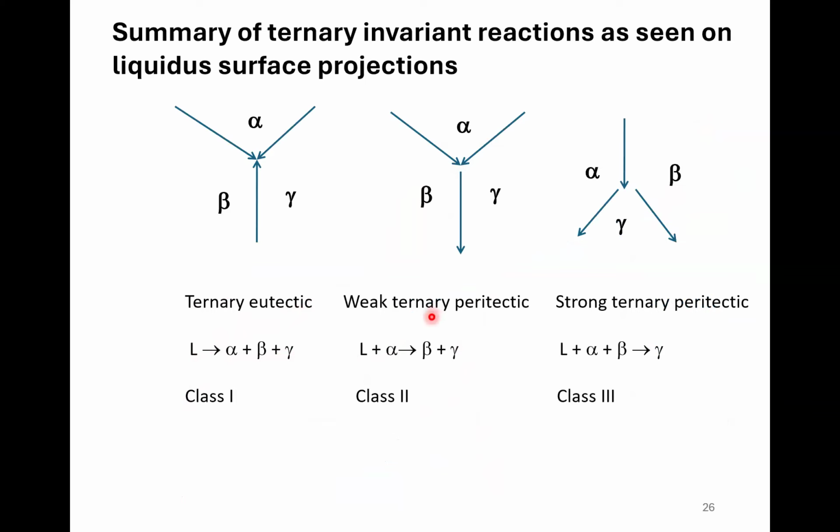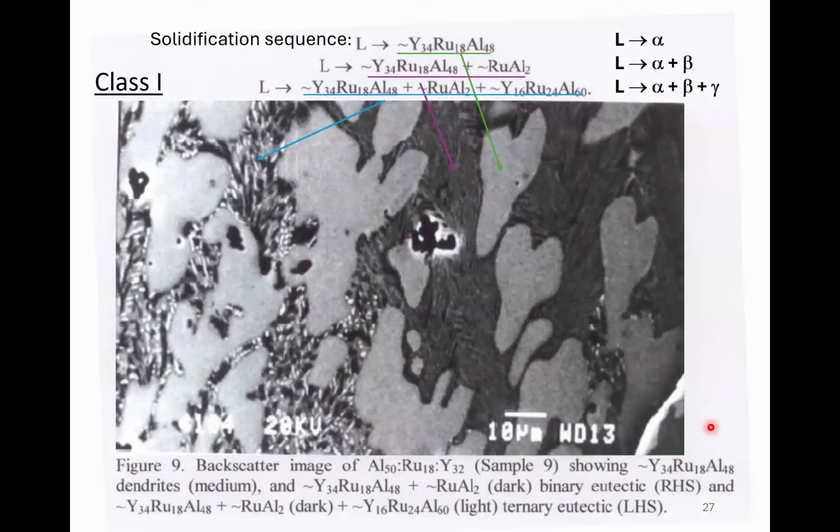A weak ternary peritectic. It's like a mixture of a peritectic, because the liquid is reacting with something, and a eutectic, because you're forming two things. And then a strong ternary peritectic, the liquid reacts with alpha and beta to go to gamma. Okay, and some people like to call these things class 1, class 2, class 3, and I've put that in for completeness. And then I've got some examples of these taken from various work.